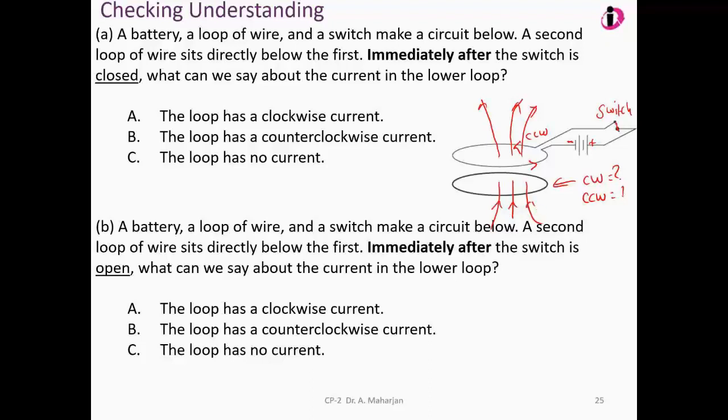Now, from Lenz's law, because you're turning the switch on, in that fraction of a second the flux is increasing. This is the external field. The bottom loop has to induce a current so that it will oppose. The induced field has to be opposite to the external field, so the induced field has to be downward. Downward means clockwise current. So again, the answer is clockwise current.